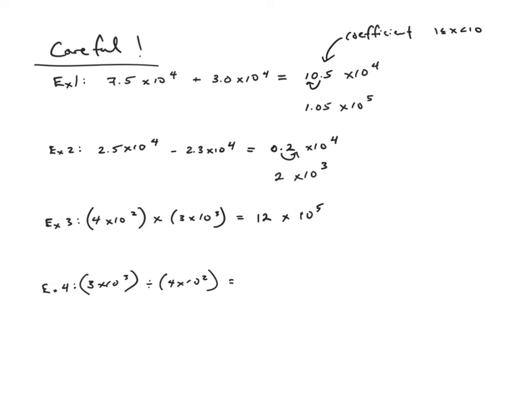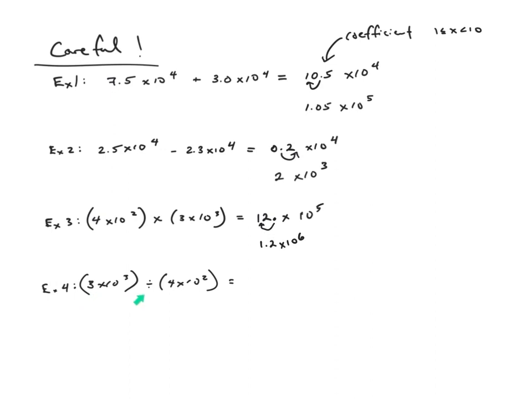But as we just saw, we can't have a coefficient that is greater than 10 or less than 1. So what I need to do is move the decimal, which will normally be here. I need to move it to the left one time. So I get 1.2 times 10 to the 6th, okay, is the correct answer there for that one.